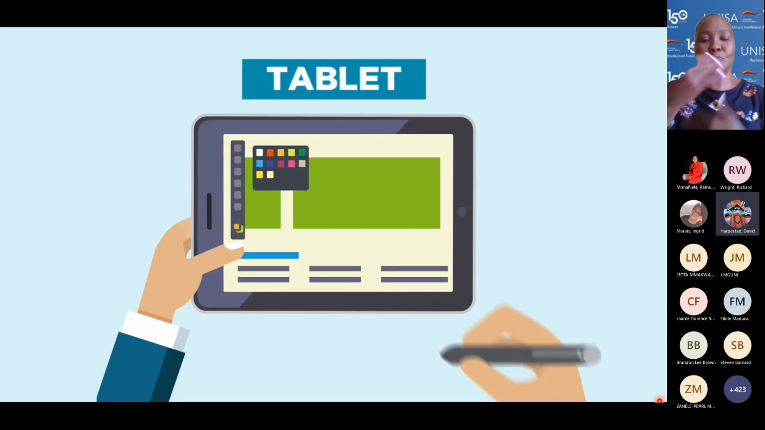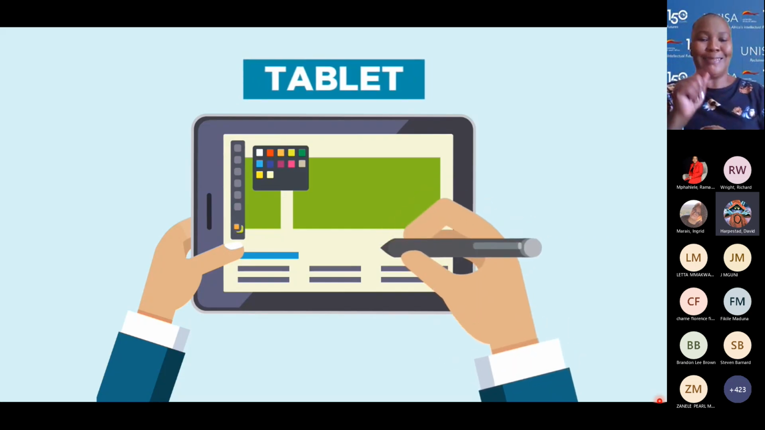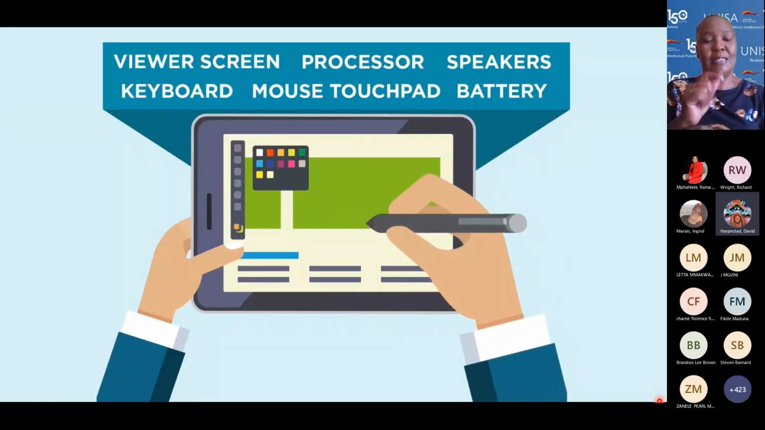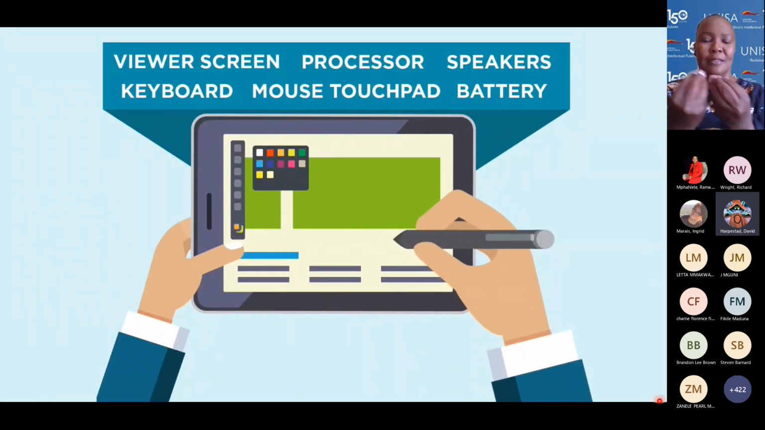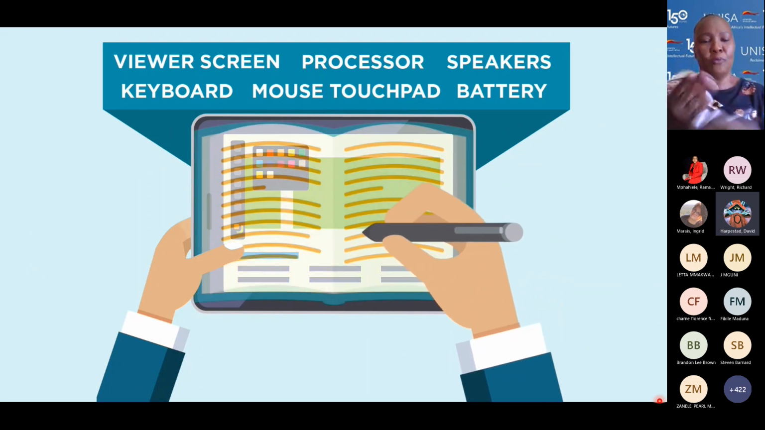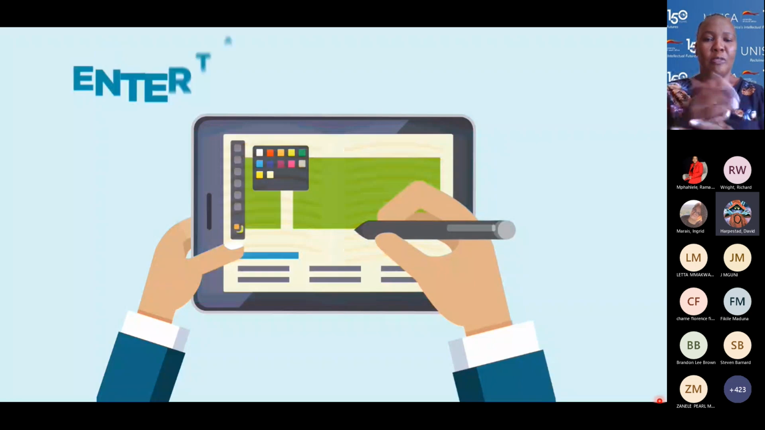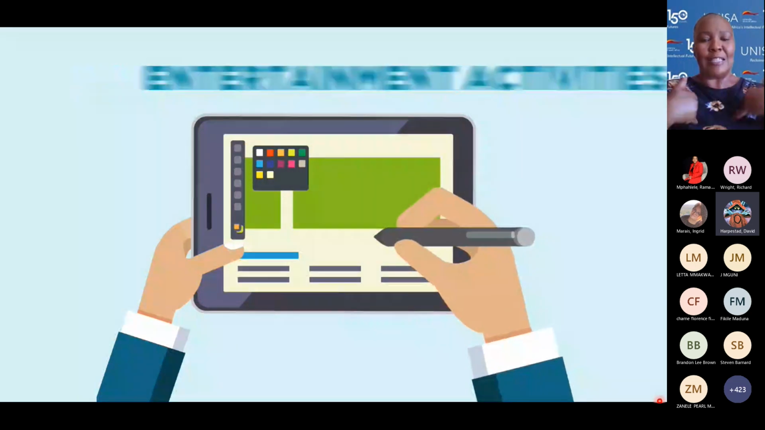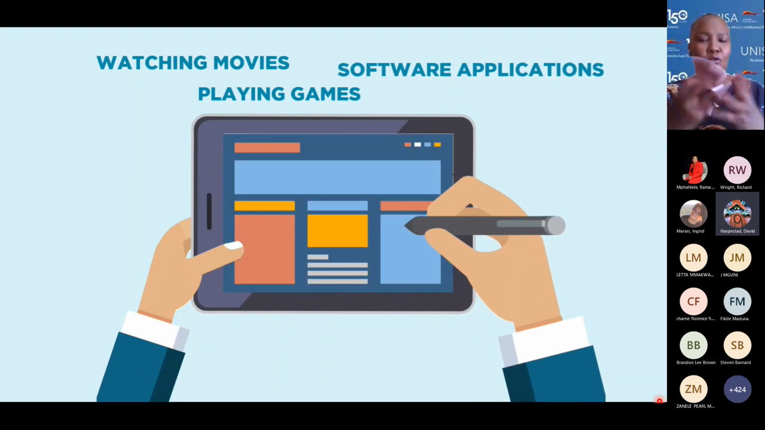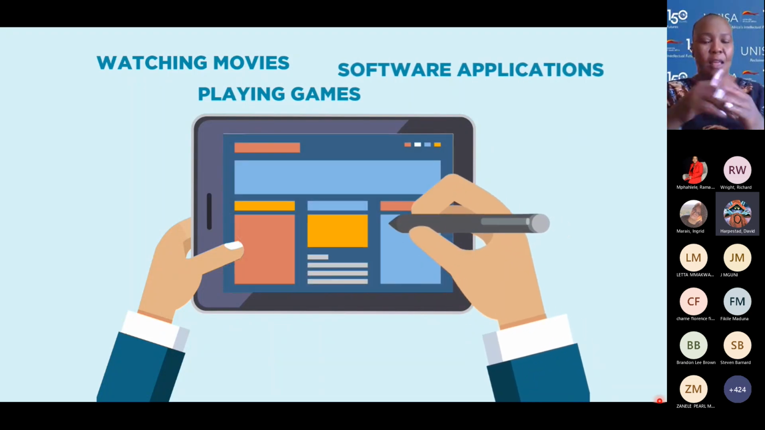A tablet is another type of portable personal computer. The computer parts that make up the tablet are contained in a single device that is smaller than most laptops, typically the size of a book. Because of their small portable size, tablets are often used for entertainment activities, like watching movies or playing games. You can install software applications on tablets that allow you to perform various tasks.